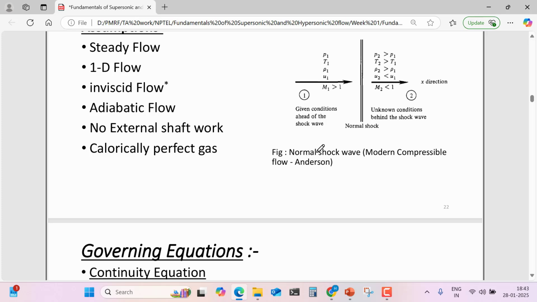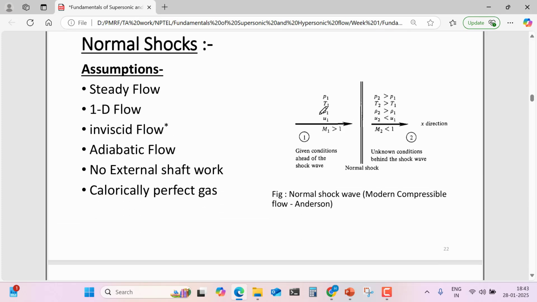Any more doubt, or now we will do some revision of compressible flow. So first we will talk about the normal shock. Like I told you, a shock is just a discontinuity, due to which there is a sudden jump in the properties across it. So let's say the upstream condition is P1, T1, ρ1, U1, and Mach number is greater than 1. Then across the shock the pressure, temperature, and density will increase, velocity will decrease, and Mach number will become less than 1 across the normal shock.